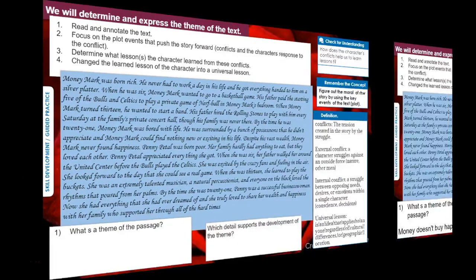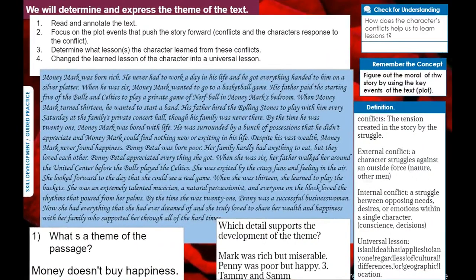Okay, so we read about Money Mark, right? And we know that Money Mark, he was born rich. However, he was what? He was unhappy. He was unhappy. So, what is the theme that we learn? Money does not buy happiness. Not at all.